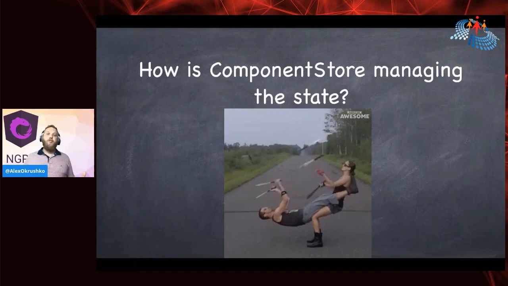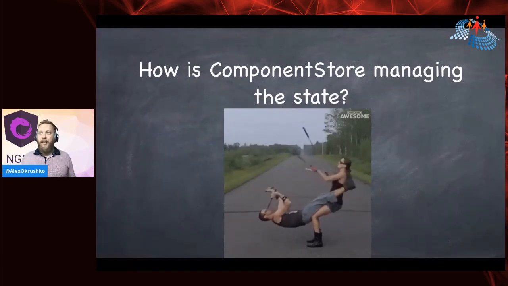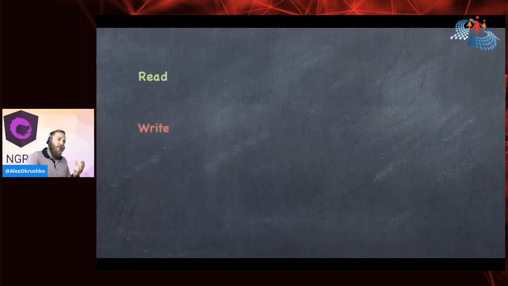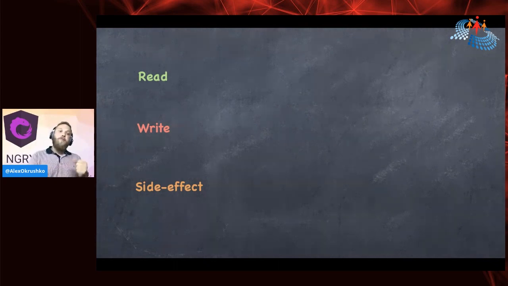So how is a component store managing this state? Well, component store, just like any other state, needs to do three things. First, we need to be able to read the state locally, and then we need to write the state. We also have some side effects, which we'll cover in a second, and we need to organize and manage them as well.